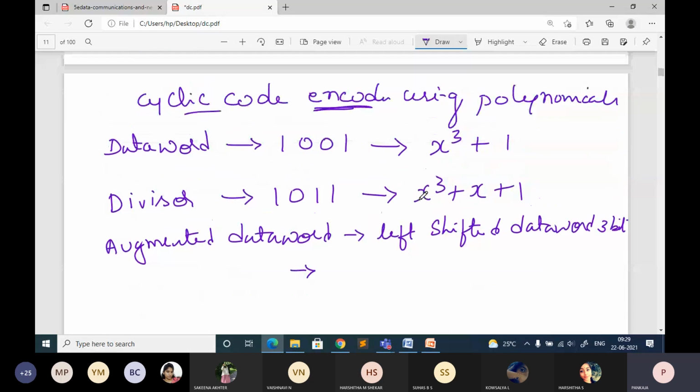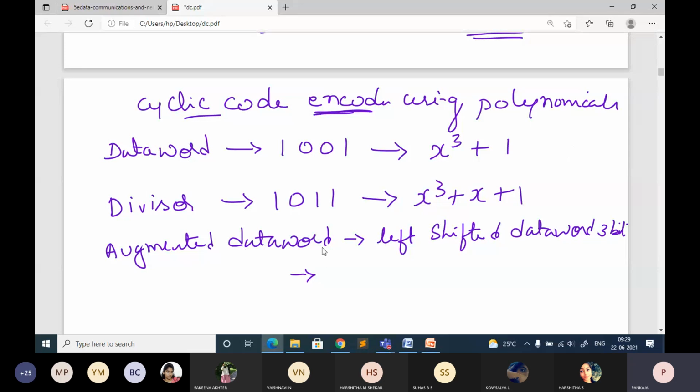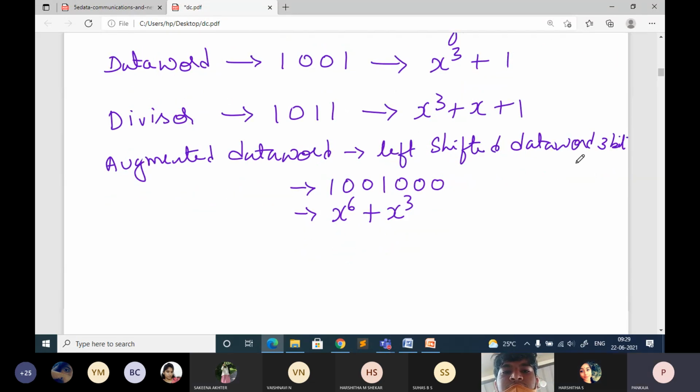So this is my data word. For this I am adding 3 zeros. So if that is the case, what is the answer I am going to get? Let me just append it for binary 1001. Okay, 3 zeros. Can you tell now what is the polynomial? Simplified polynomial, you tell. X power 6 plus X cube. Okay, fine, correct. So these are the steps.